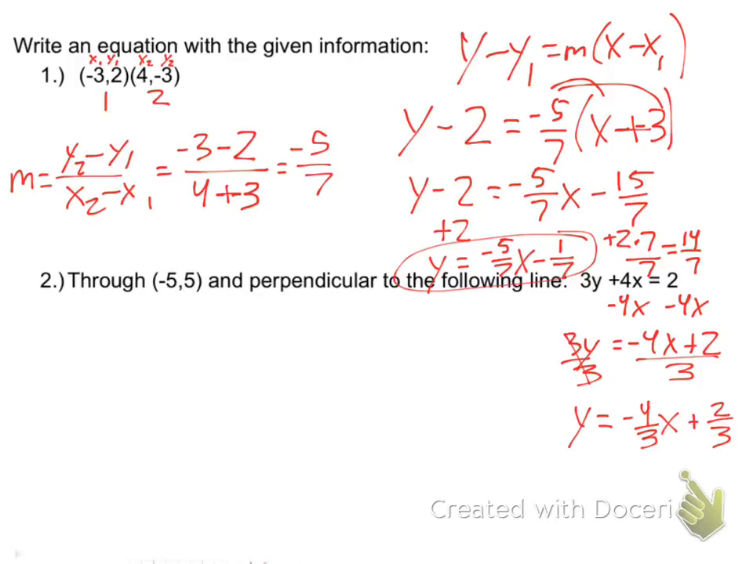But that's the old slope. We need to be perpendicular to that, so we change it. What's the new slope going to be? Positive and flip to 3/4. New slope, new point. I'm going to pause it. You write the equation now.